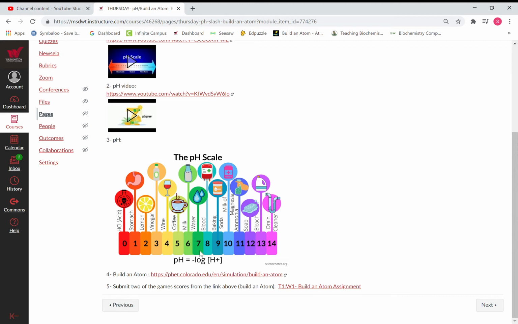The scale, 7 tells you that it's neutral. 6 and below tells you it's acidic. 8 and above tells you that it's basic.